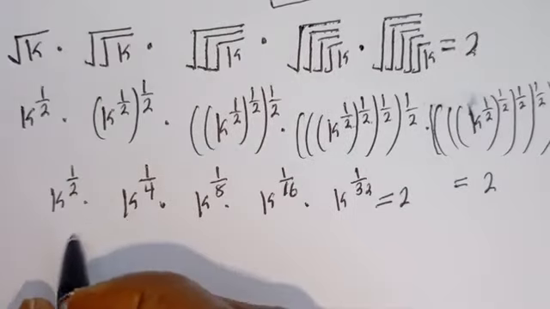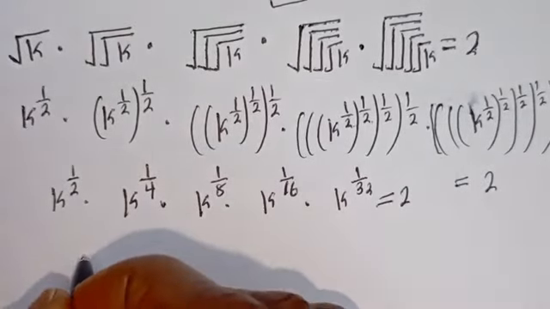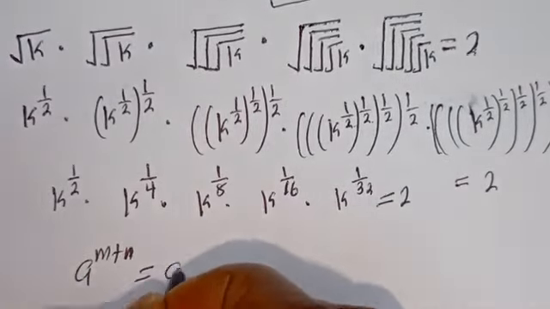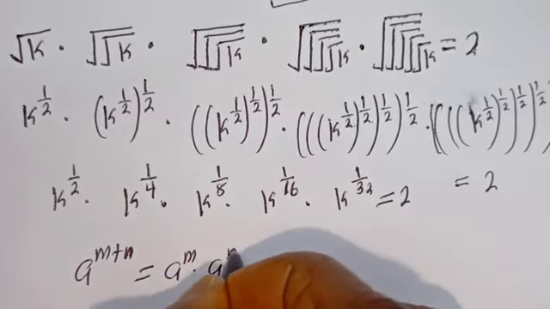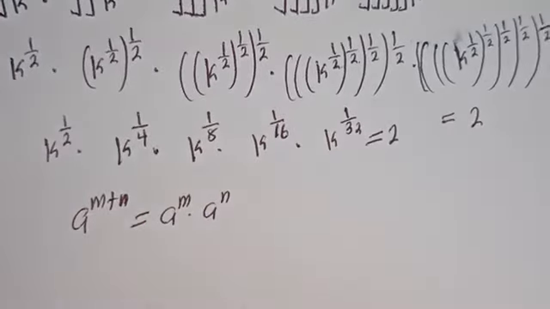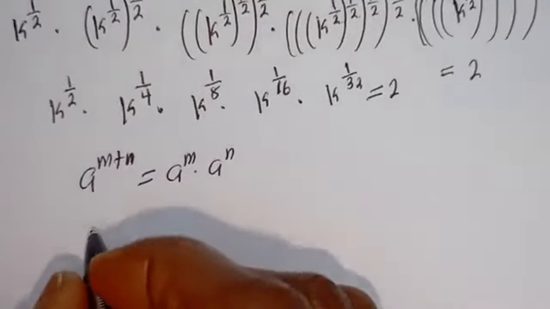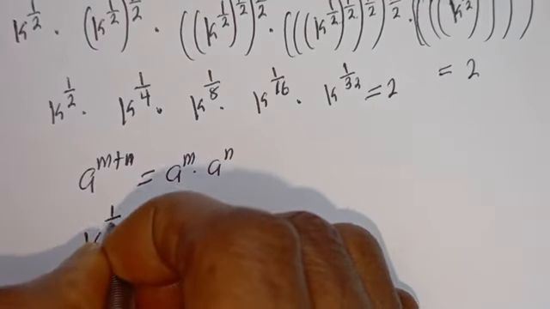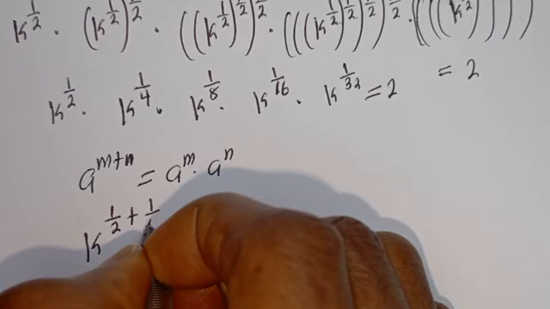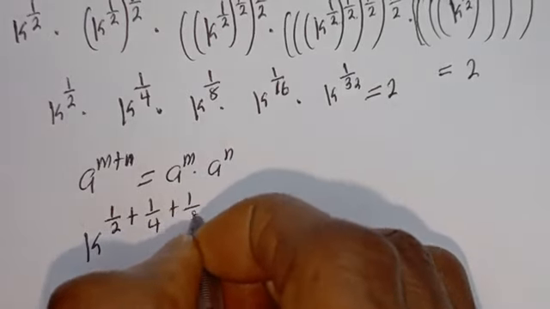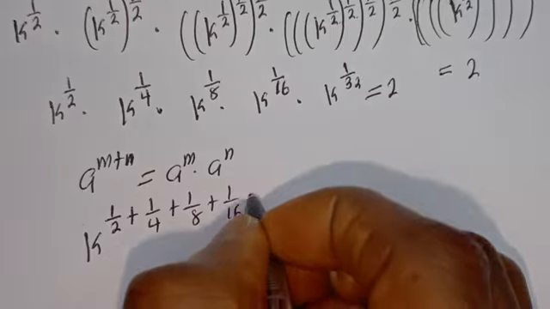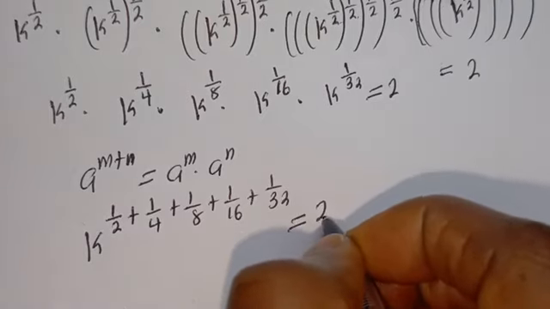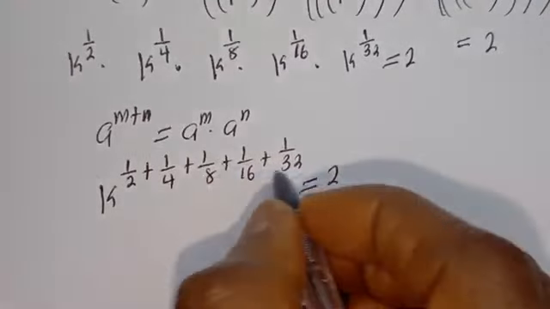Then here we have, take note of this: if you have a to the power of m plus n, this is equal to a to the power of m multiplied by a to the power of n. Then this can be written as k to the power of 1 over 2 plus 1 over 4 plus 1 over 8 plus 1 over 16 plus 1 over 32 is equal to 2. Then the LCM here is 32.